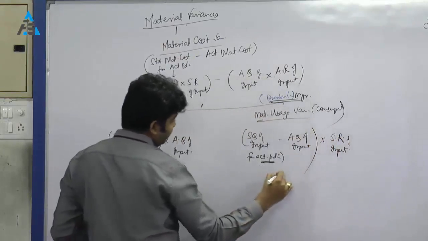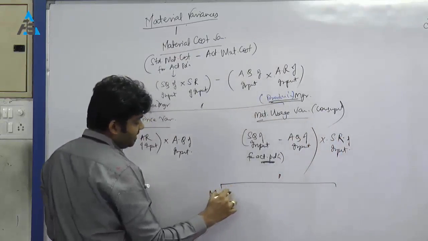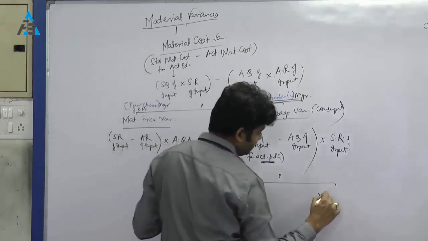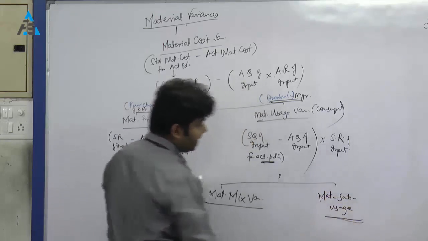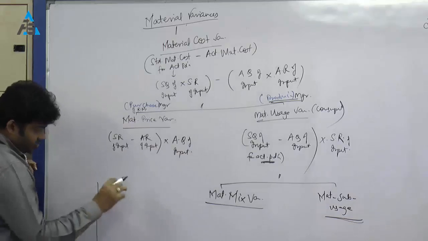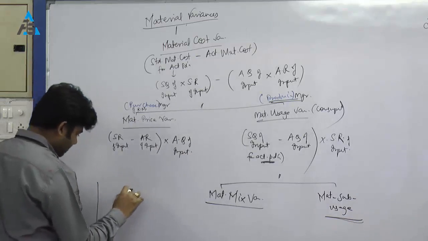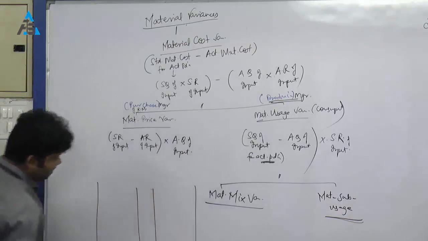Material usage variance is further subdivided into two more aspects. One is called the material mix variance and the other is called the material sub-usage variance. Correct? Now, what is material mix variance? Go by the format. If you want to understand the format, you can refer to my detailed lecture. You will find the format. So, this is how the whole system works.